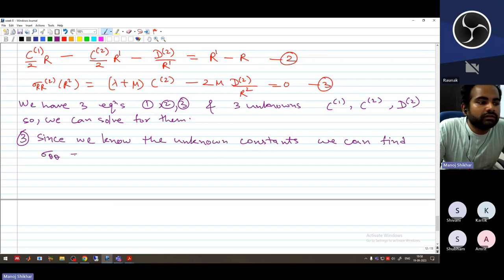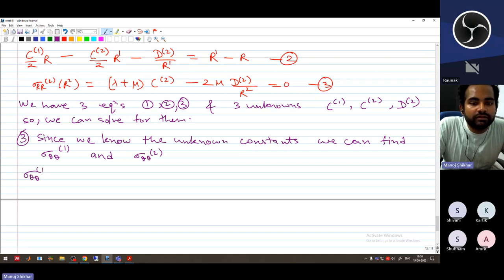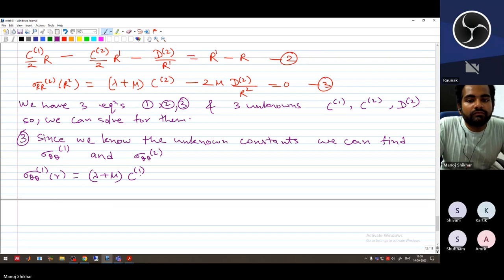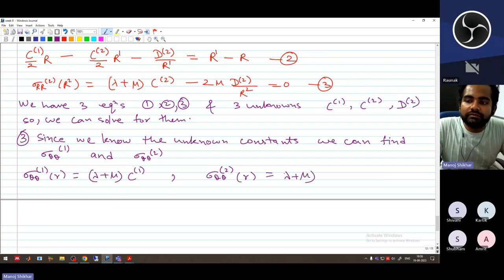Sigma theta theta comes out to be sigma theta theta 1 and sigma theta theta 2. So the expression for sigma theta theta 1 is lambda plus mu into C1. And sigma theta theta 2 is lambda plus mu into C2 plus 2 mu D2 by R square.